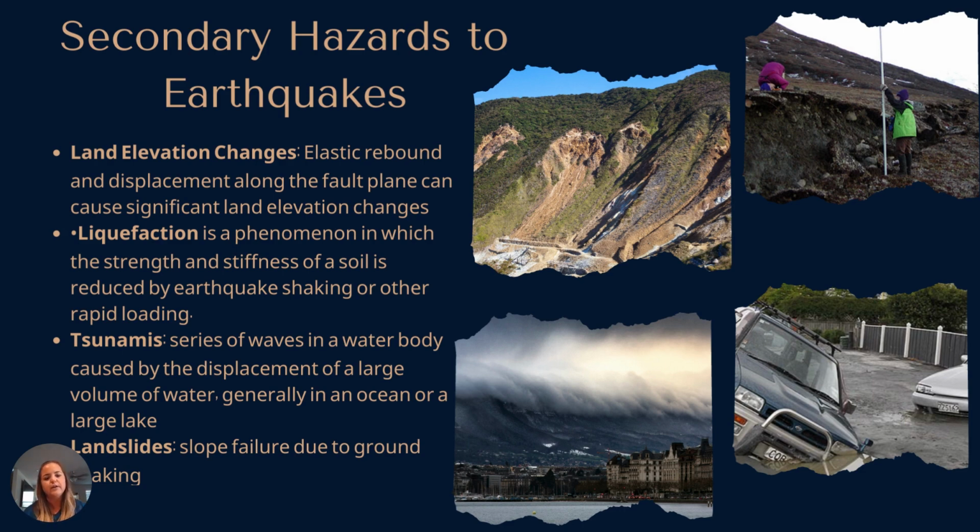And then last but not least, landslides. Slope failure from ground shaking can also occur, especially if that material was already weak and was losing its integrity at the time. Any kind of ground shaking is going to loosen that material and make it go down slope.